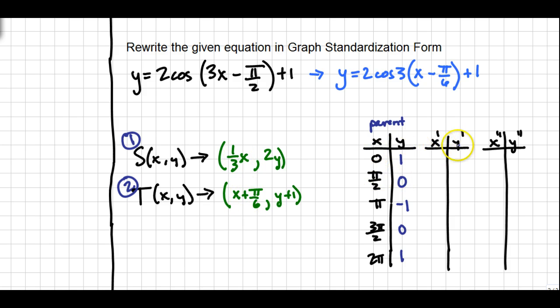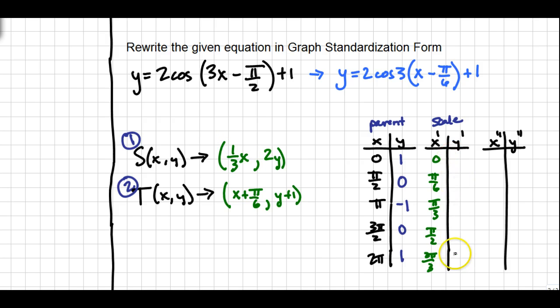So for my first set of x's, which are going to be from the scale change, I'm going to take all of the x's here and multiply them by 1/3. So 0 times 1/3 is still going to be 0. Pi over 2 times 1/3 is going to be pi over 6. Pi times 1/3 is pi over 3. 3 pi over 2 times 1/3 is going to be 3 pi over 6, which reduces to pi over 2. 2 pi times 1/3 is going to be 2 pi over 3. So those are all the new x values that have been scale changed.